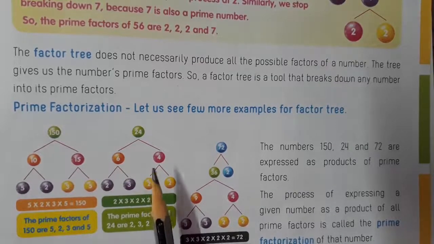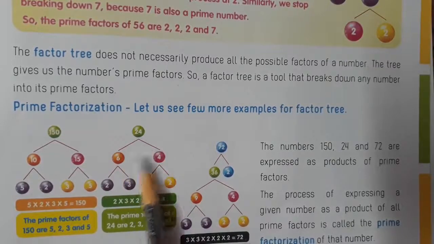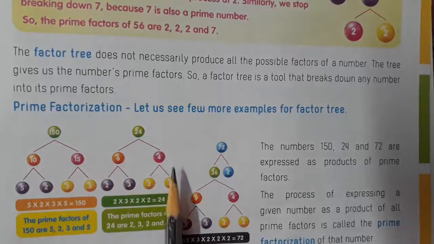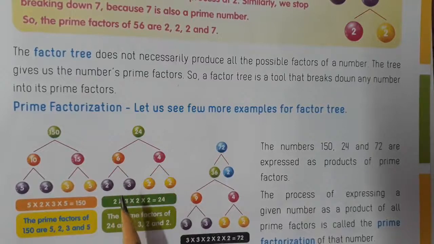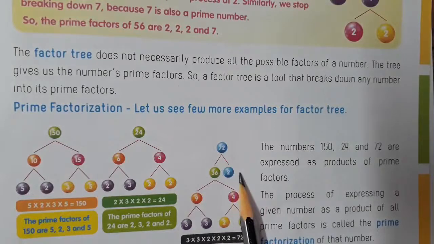Okay. Next one, 24. 6 fours are 24. Next again 6. 2 threes are 6. 2 twos are 4. Now 2 and 3 are the prime numbers. So we can stop here. 2, 3, 2, 2 are the prime factors of 24.